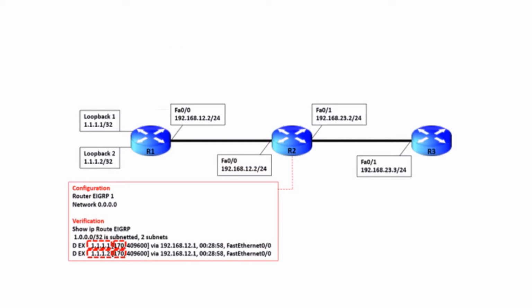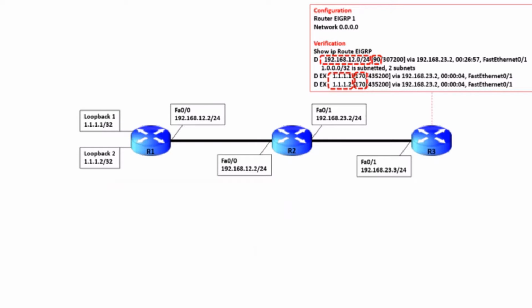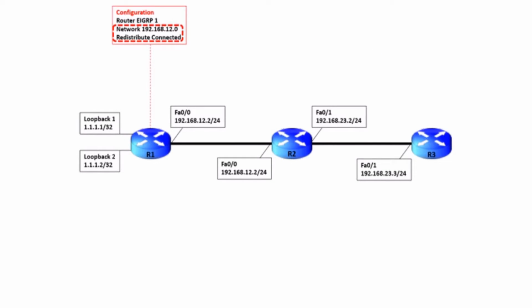Now, on the R2 router, show ip route will show loopbacks .1 and .2 with an AD, that is, administrative distance, of 170, since they are external EIGRP routes. The same is the case on R3, where again we see the EIGRP redistributed loopbacks with an AD of 170. Let's do some tweaking to the loopbacks of R1 on R2.